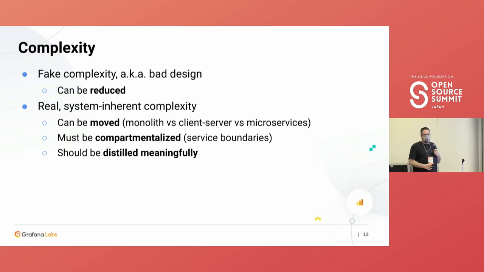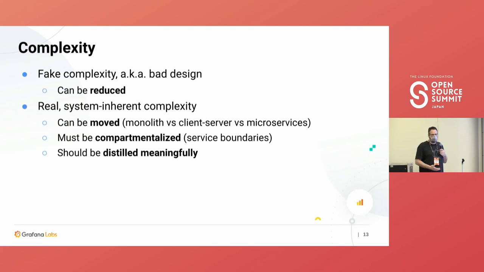Another important thing to think about while you provision your services and run your services, in particular in the cloud native world, is complexity. I personally like to discern between fake complexity and real system inherent complexity, where you should always try to get rid of fake complexity. Real system inherent complexity is something you cannot do away with. Like if you sell shoes online, you have to store who paid, what shoes you have. You have to deal with this complexity.